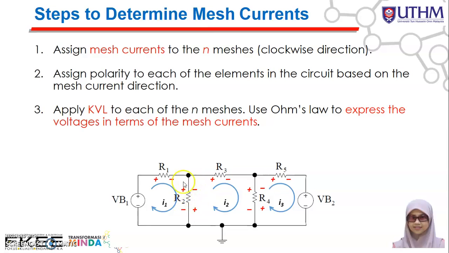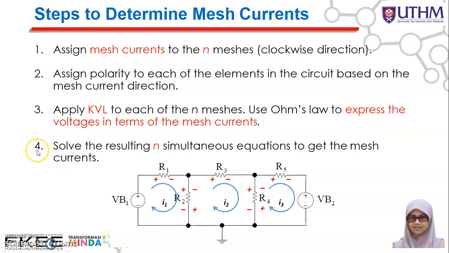And then how about voltage across R2? Because for the voltage across R2, there will be 2 different mesh currents that flow through the R2. Here you have I1 and here you have I2. So that's why voltage across R2 will be given by R2 multiplied with I1 minus I2. Okay, so we will see in detail in the next following example.